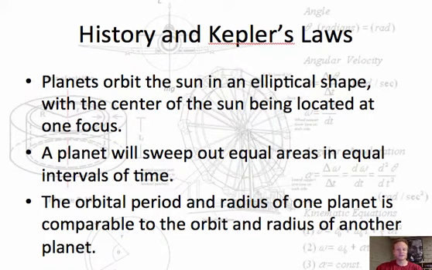But for right now, I'll give you a quick rundown on the 3 laws. The first law says that all the planets orbit the sun in an elliptical shape. So instead of a perfect circle, it's like a stretched out circle. It's called an ellipse. The second law says that a planet sweeps out equal area in equal amounts of time. Again, we'll go into much more detail later on. The third law says that the orbital period and radius of one planet is comparable to the orbital period and radius of another planet. So when you compare 2 planets to one another, there is a relationship that exists between them. Okay, so keep that in mind.